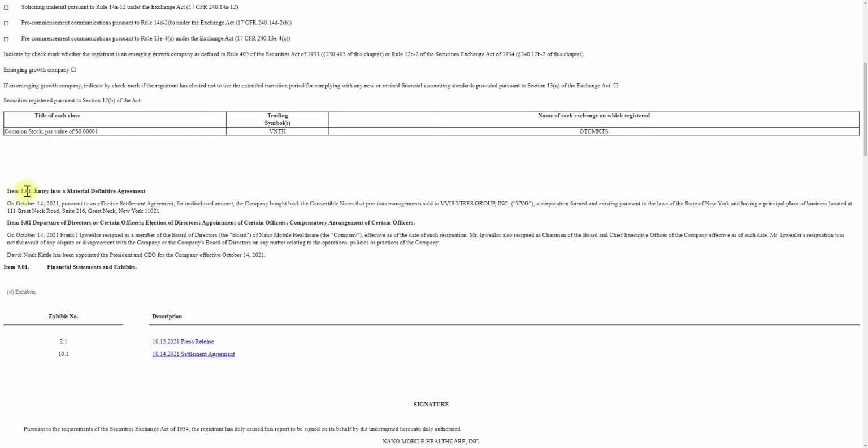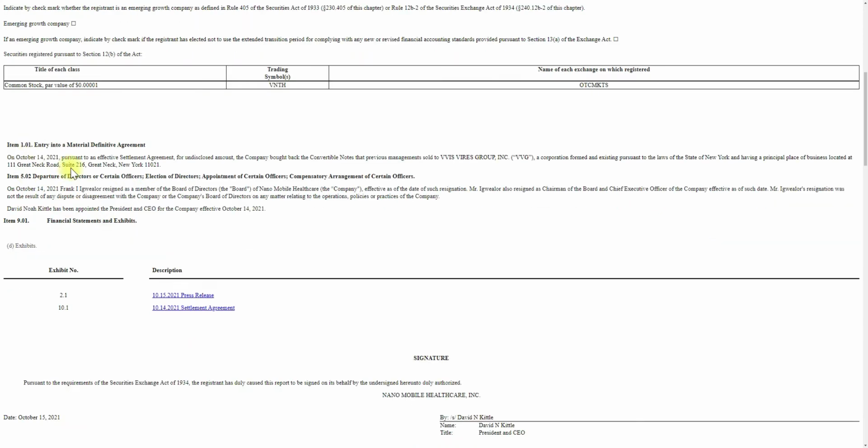So, item 1.01, entry into a material definitive agreement. This is just a statement on what transpired on said date. On October 14th, 2021, pursuant to an effective settlement agreement for an undisclosed amount, the company bought back the convertible notes that previous management sold to Vires Group Incorporated, also known as VVG, a corporation formed and existing pursuant to the laws of the state of New York and having a principal place of business located at said address.